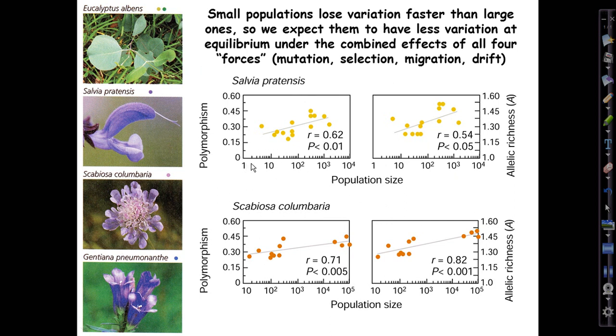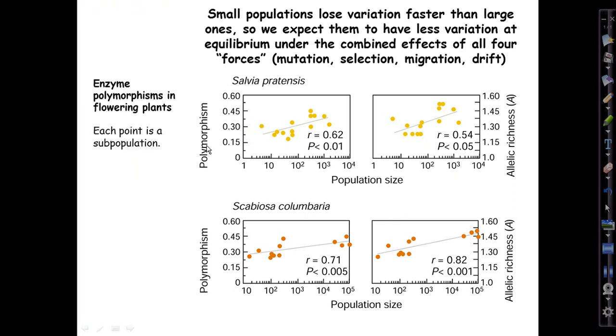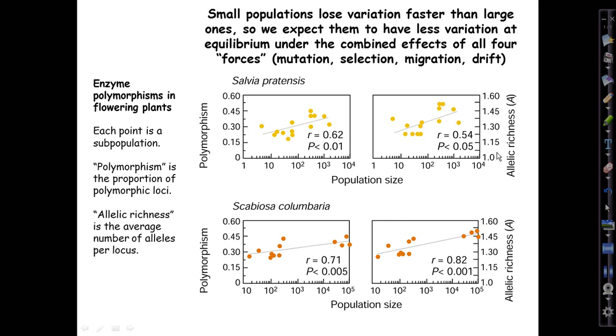So the plots all show an estimate of the population size on a logarithmic scale, and then two measures of genetic diversity. Polymorphism means the proportion of loci. This was enzyme polymorphisms, many different loci surveyed at enormous effort. So polymorphism means what fraction of all the loci surveyed were detectably polymorphic in each population. And allelic richness, the measure shown here on the right, is the average number of alleles per locus. So it's got to be a number greater than 1, but it's never actually very much greater than 1, because some loci are fixed and others have 2 or 3 or 4 alleles.